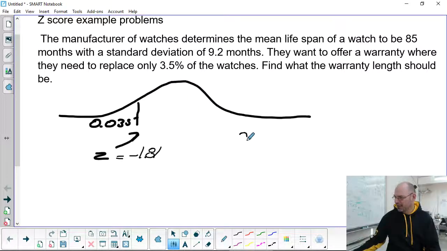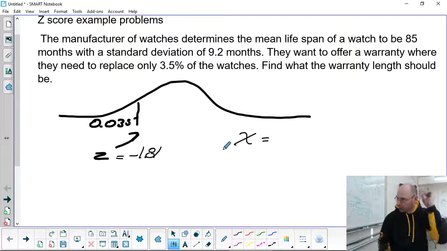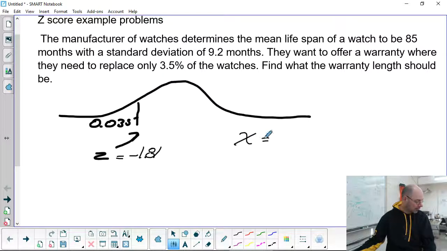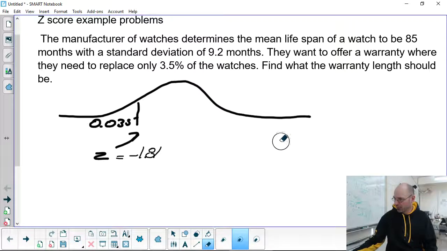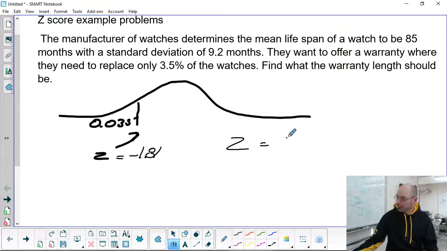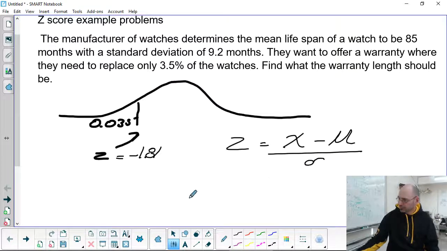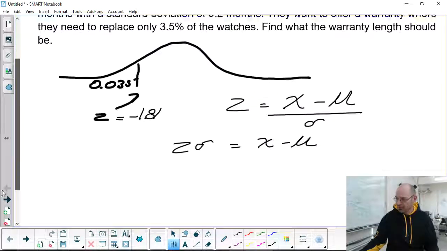So if you remember the z-score formula from before, just in case you forgot, I better write it out the right way. Z equals X minus the mean over the standard deviation. If we want X by itself, we have to multiply by the standard deviation on both sides, and then add the mean to both sides.